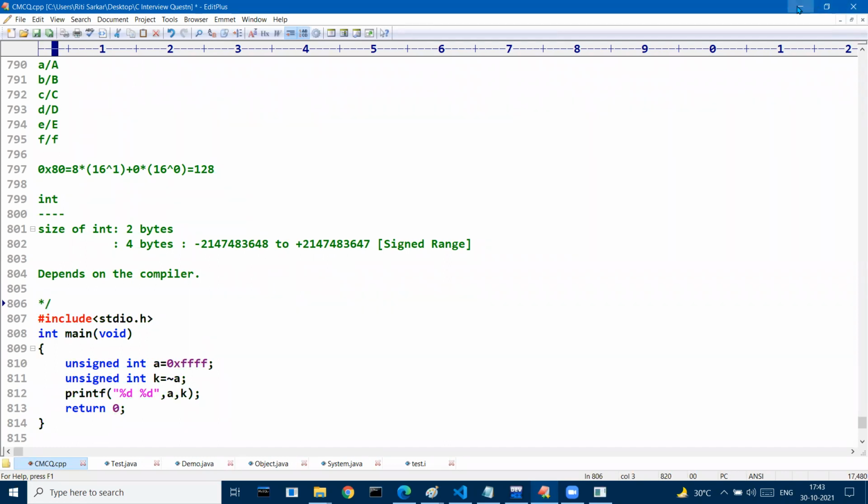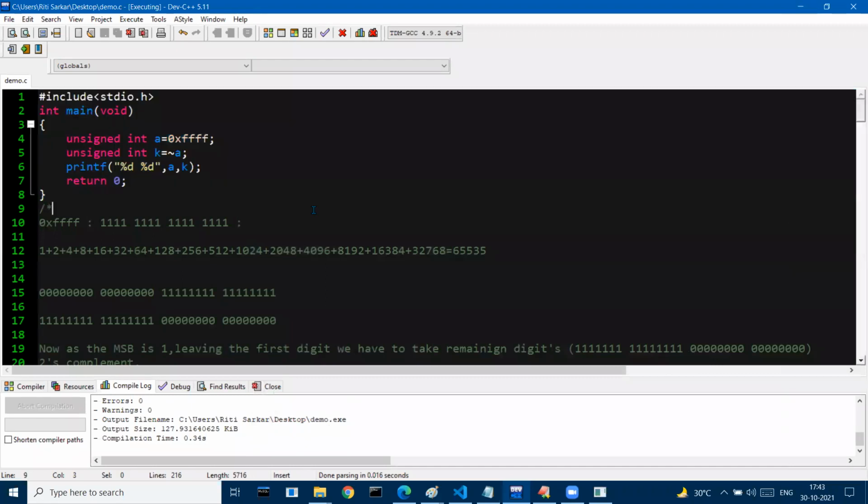Next. unsigned int a is equal to -1, unsigned int b is equal to 4. Here, a left shift by b. What is the answer, guys? That means simple thing is that, sir, -1 left shift by 4. As simple as that, na?